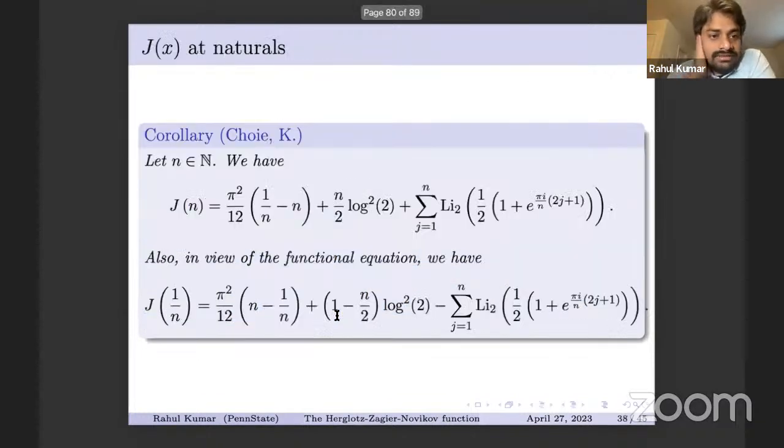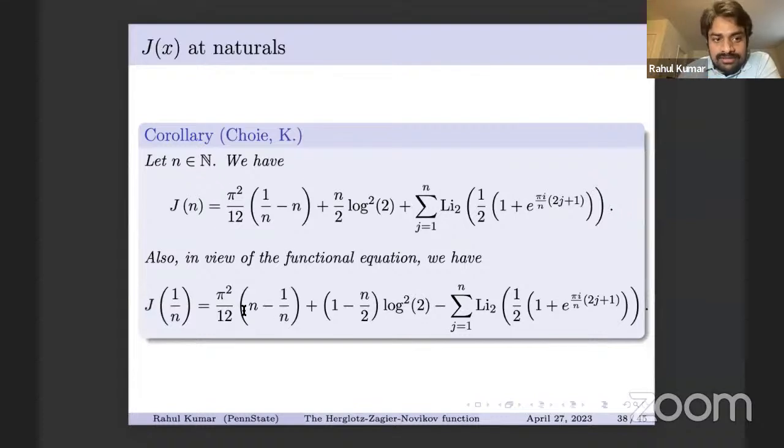Then we actually realized that j is also not known for natural numbers in the literature. No one actually mentioned what the evaluation of j at natural numbers is. So we did that in our paper and found out that j of n can be given in this form, where you have this Li2 coming up. The Li2 function is a well-known function. It is well studied. So you can say that it can be evaluated in terms of the Li2 function. And by using the functional equation, then immediately you can have g of 1 over n also.